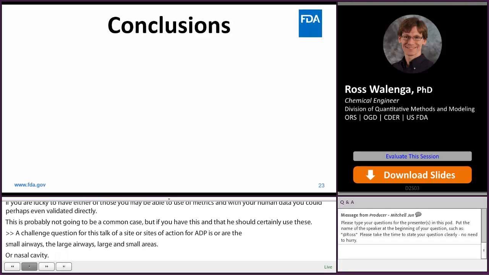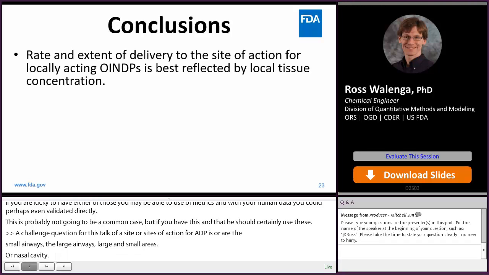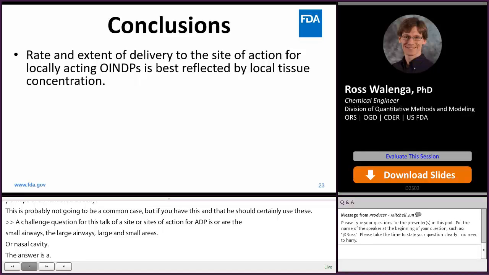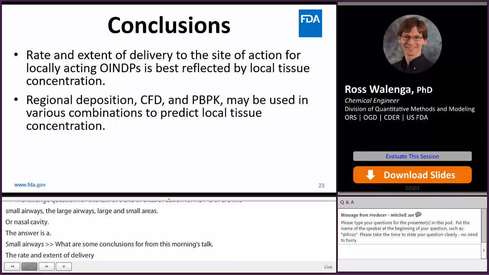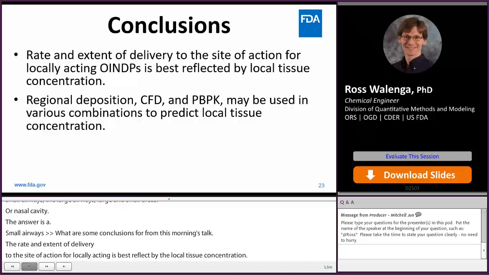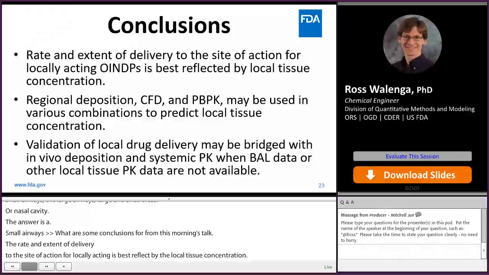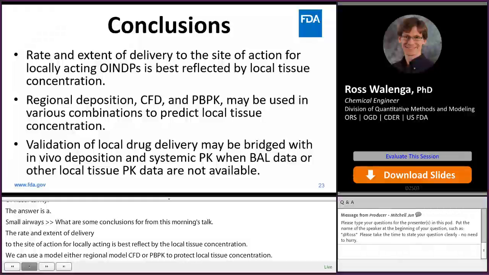So what are some conclusions from this morning's talk? The rate and extent of delivery to the site of action for locally acting OINDPs is best reflected by your local tissue concentration. Okay, great, but we know that there's problems with measuring that, right? So what we can do is use a model, either regional deposition, CFD, or PBPK, in various combinations to predict local tissue concentration. And then from there, we can validate these predictions using deposition and systemic PK data when we don't have local lung tissue data. Of course, if we have those, we'll certainly use those to validate our model as well.